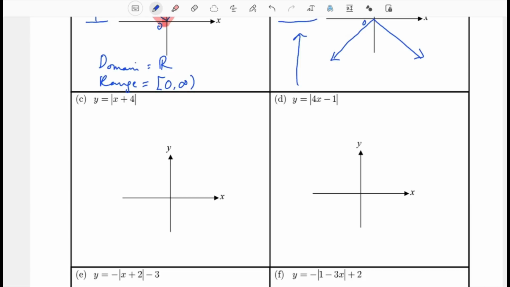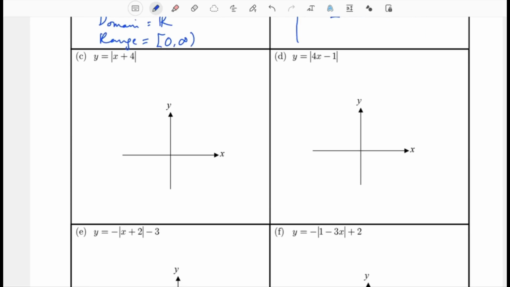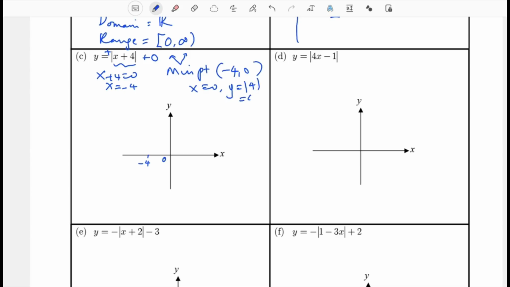Right, look at C and D. So here, inside the modulus, we have x plus 4. So outside the modulus plus 0. So x plus 4, if you equate to 0, you get x equals negative 4. So the x is positive, so meaning something like this. Okay, that's the clue. So we have the minimum point to be (-4, 0). So this is your origin. So find your -4. Now find the intercept when x is 0. So you get y equals modulus 4, which is also 4. So the graph will look something like this.